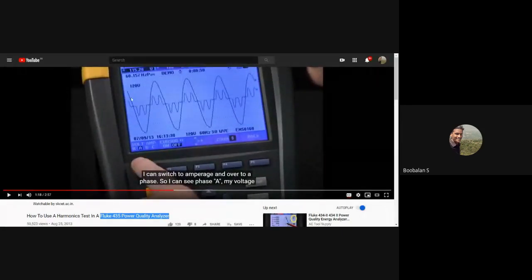Now you can see this is my voltage, and this is my current, right? The current is now having two bumps, right?